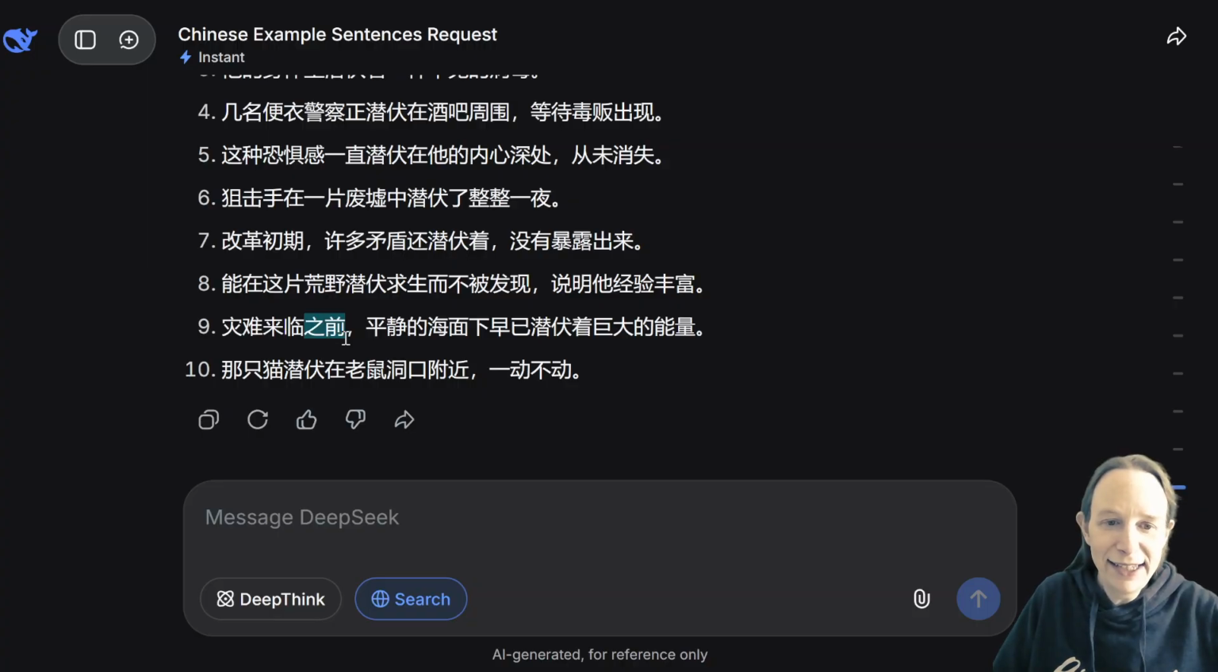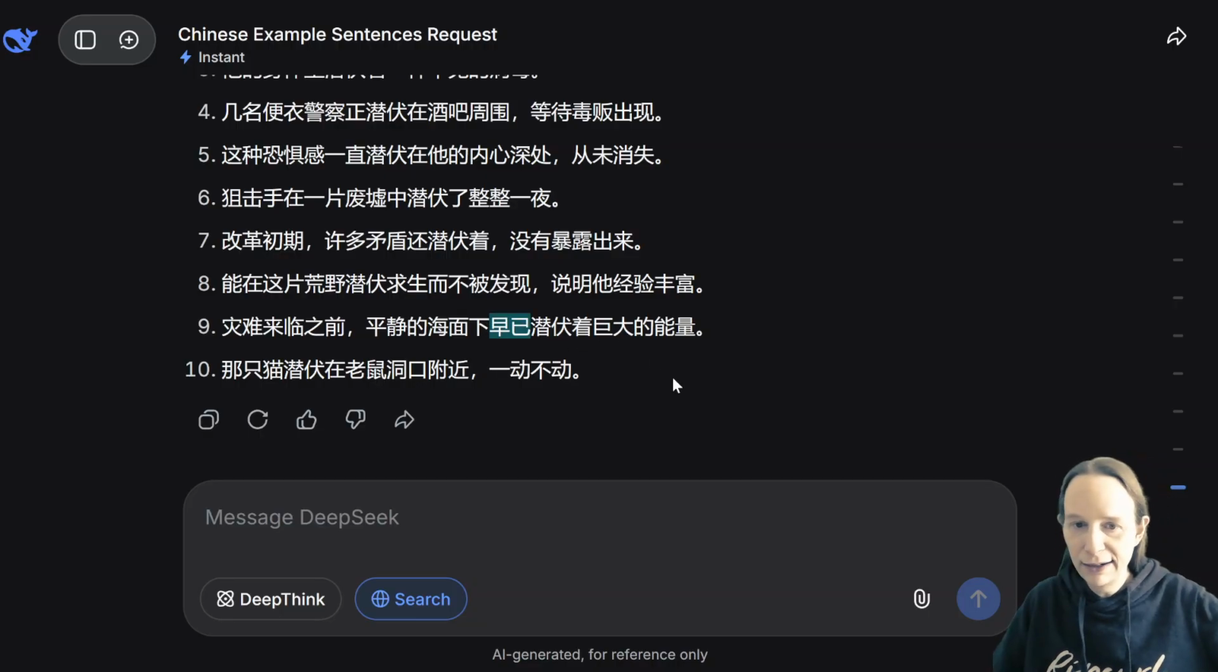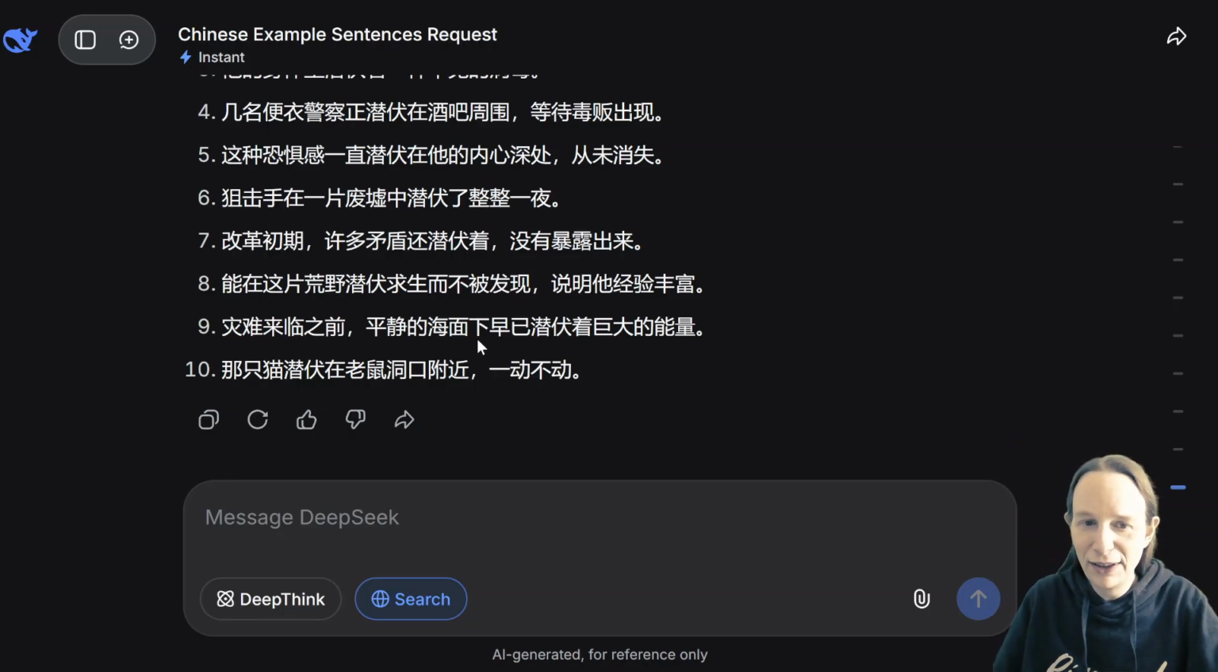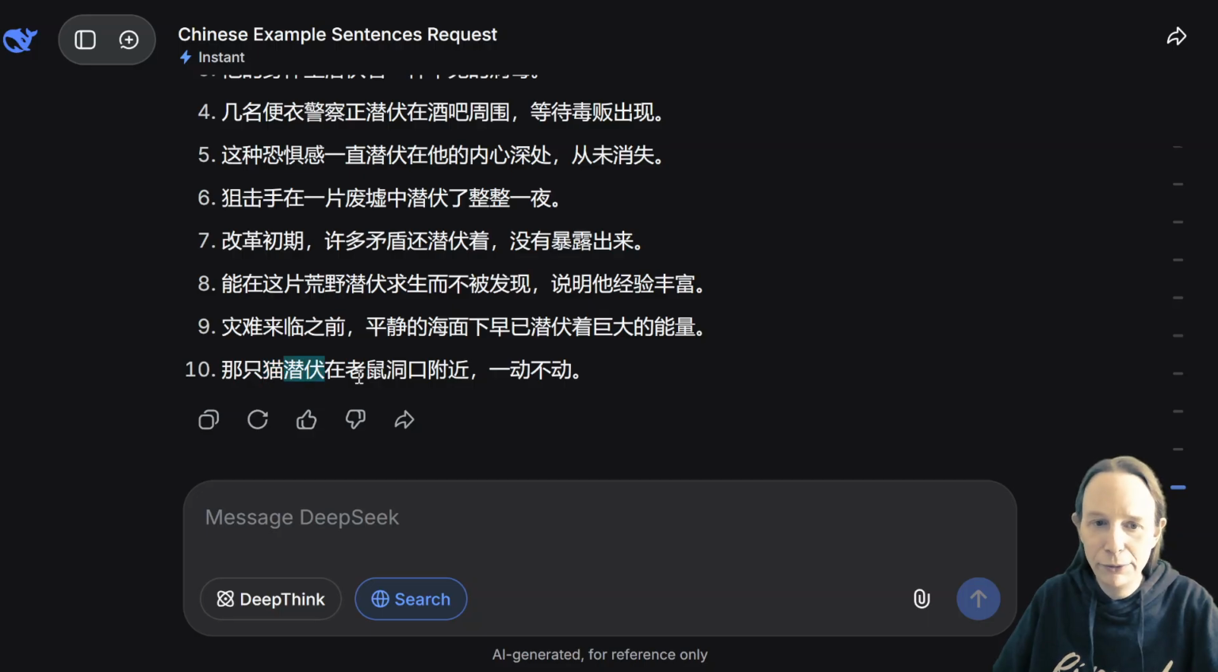灾难来临之前，平静的海面下早已潜伏着巨大的能量。So before the disaster strikes, the surface of the water, which appears tranquil, conceals a huge quantity of energy. Maybe it's like a tsunami or something. 那只猫潜伏在老鼠洞口附近，一动不动。All right, 一动不动 is motionless.